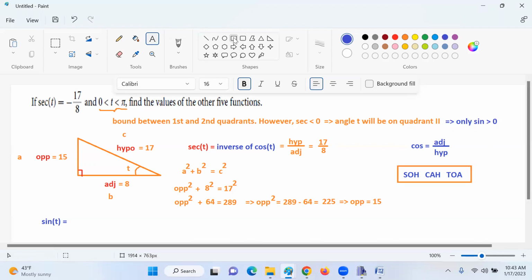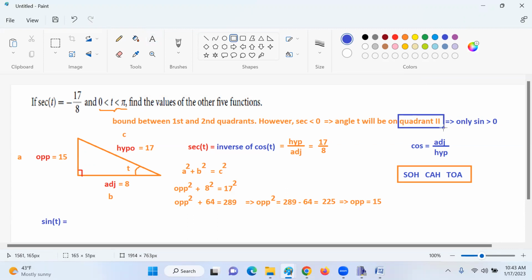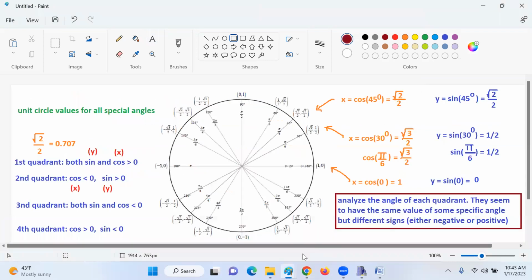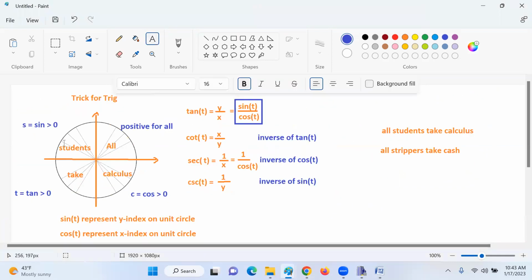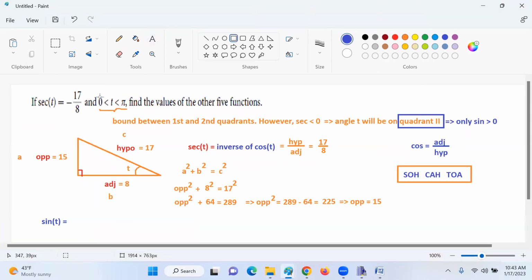So when you put it down in your notes, we might use a trick that I showed you earlier, which is the trick that we have here: only sine is positive in the second quadrant. The information that we have here is very misleading, because the angle between 0 and 180 degrees is in the second quadrant, because the secant is negative. If it were in the first quadrant, the secant would be positive because all of them are positive.